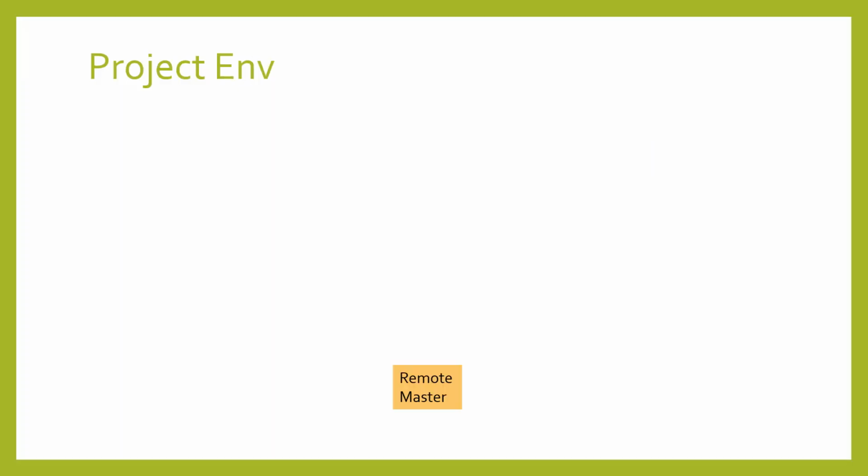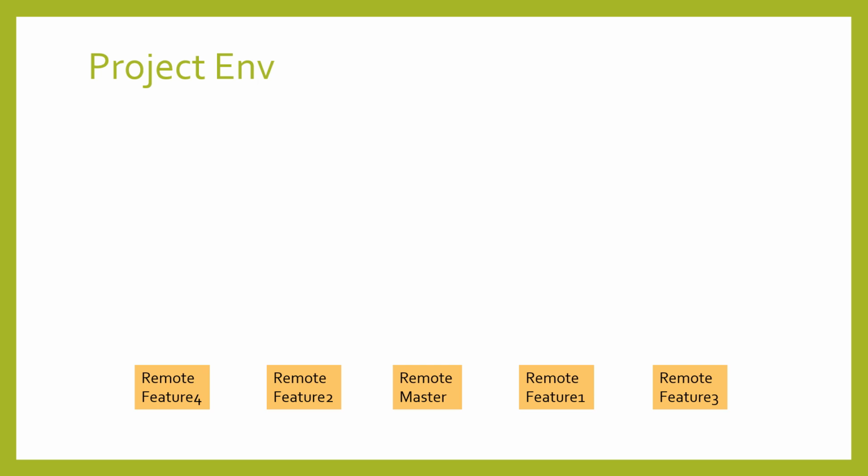So in a project environment, we have a repo and then we have a remote master branch. And with this remote master branch, we create different remote feature branches, like feature 1, feature 2, feature 3, and feature 4. And different teams then work on these branches. And with time, they push their changes and their features to the remote master.